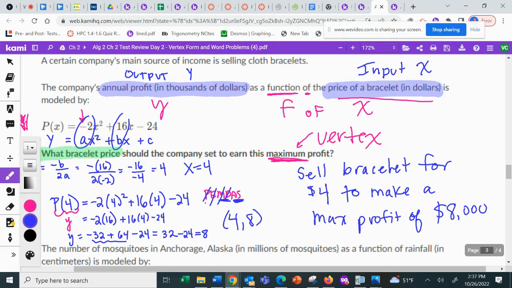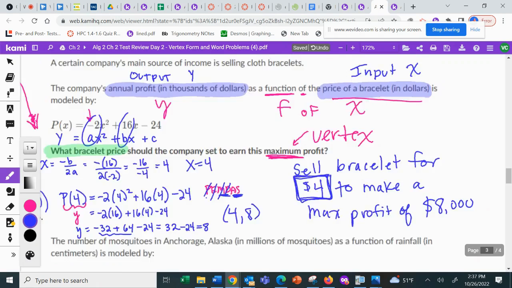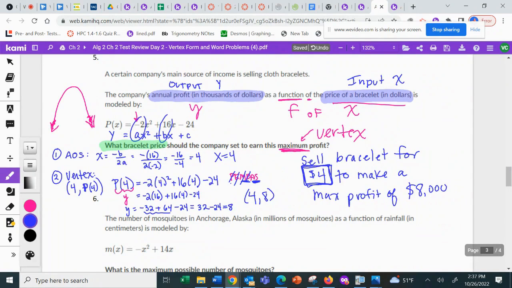Okay, so we sold the bracelet. I'm going to fix my handwriting. Sold the bracelet for $4 to make a max profit of $8,000. So that $4 was really the answer, but since it's a word problem, I explained my answer. This part might be a part where you struggle a little bit because there's words.